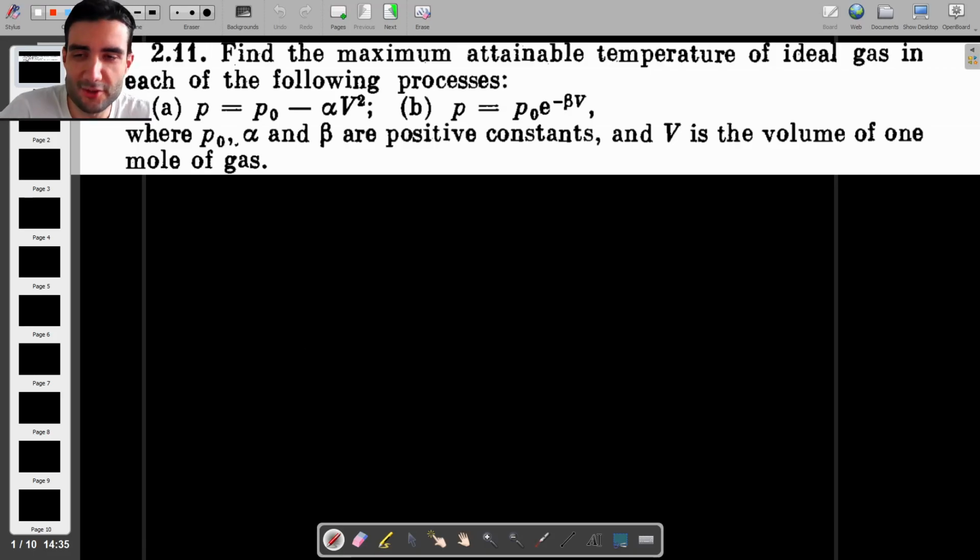Here's a classic thermodynamics problem that is actually more maths than physics or thermodynamics, although it uses a few elements which are related to the ideal gas law especially.